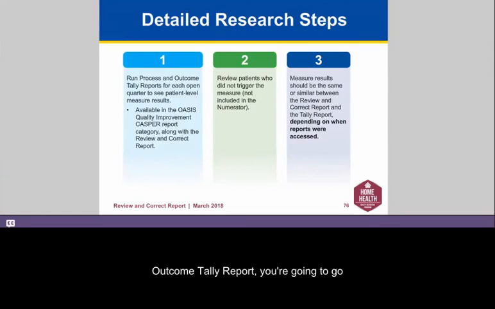In that process outcome tally report, you're going to go through and identify and review those patients who did not trigger the measure and therefore were not included in the numerator. Remember when we first looked at the slide that had the review and correct report data spread across? I pointed out to you that in that one the numerator was 30, but the denominator was 37. So in that instance, you had 7 patients who did not trigger the measure.